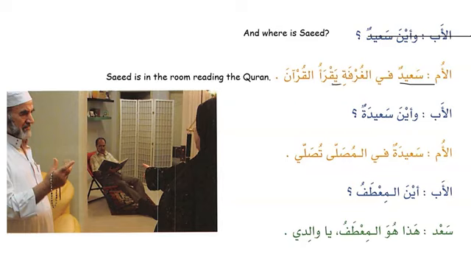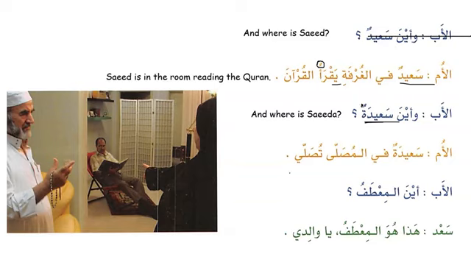So again, you can see that it starts with ya and it ends with dhamma. So that means we are talking about the third person singular. وَأَيْنَ سَعِيدَةُ, and where is Sa'ida? Remember that the names of the feminine, they do not take tanween, they only take dhamma. So that's why don't put two dhammas over there.